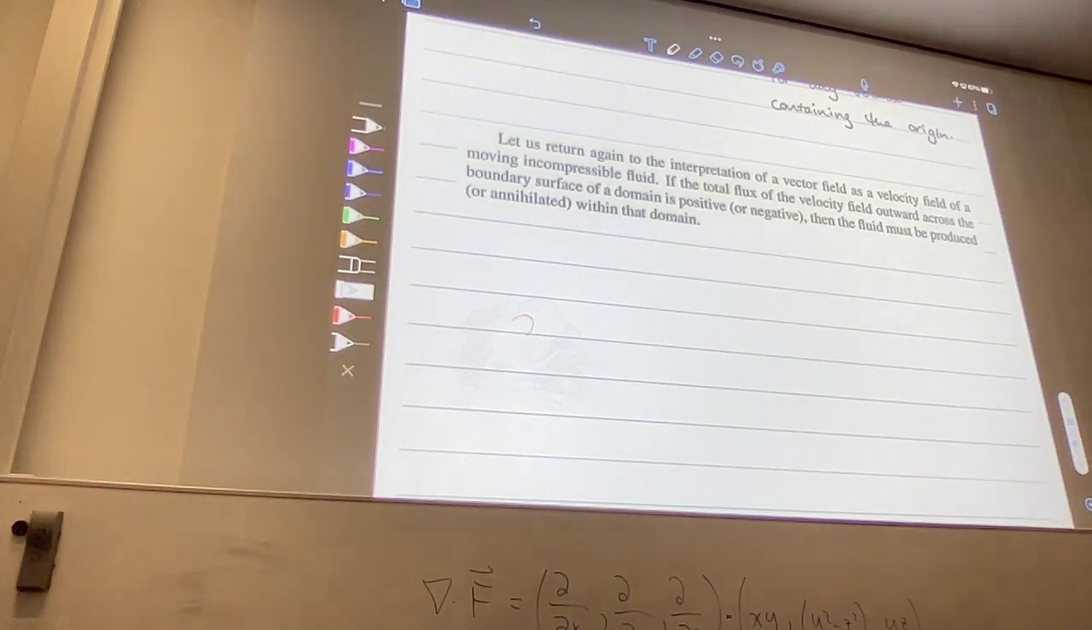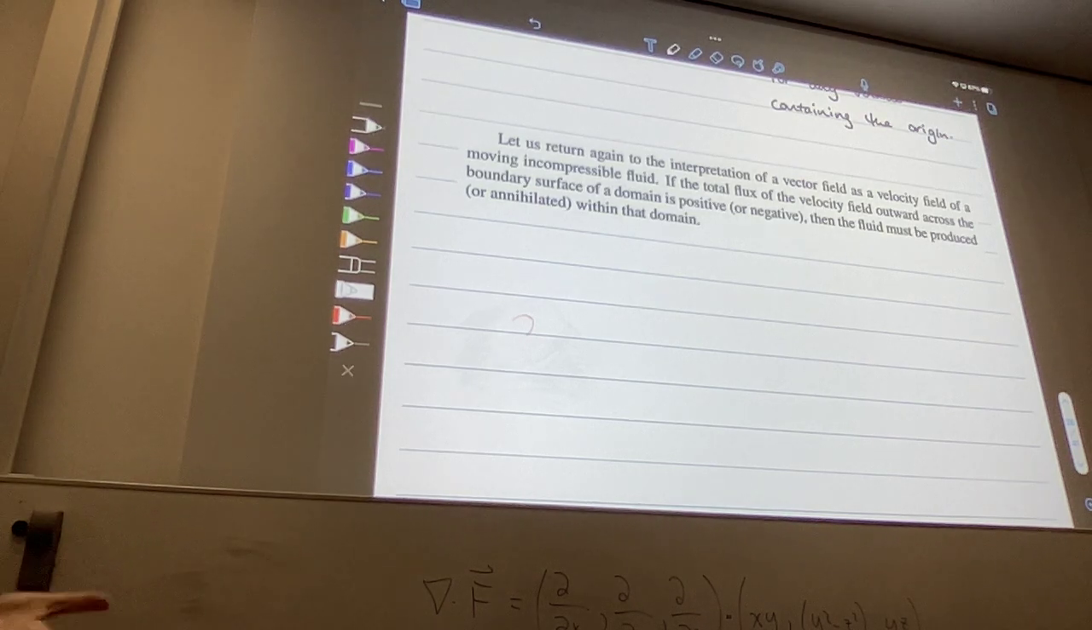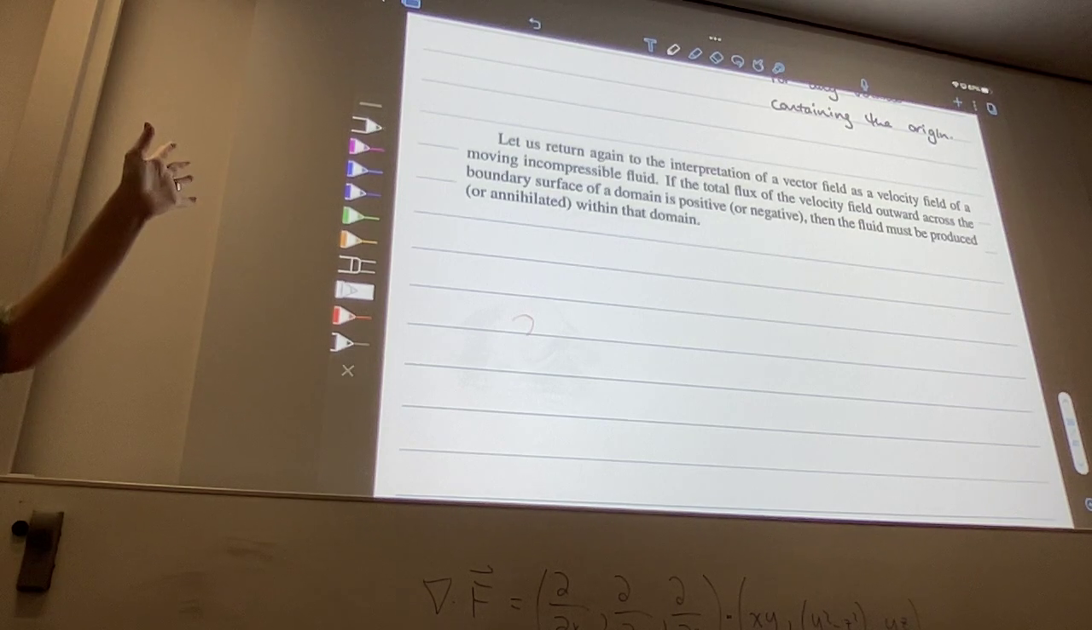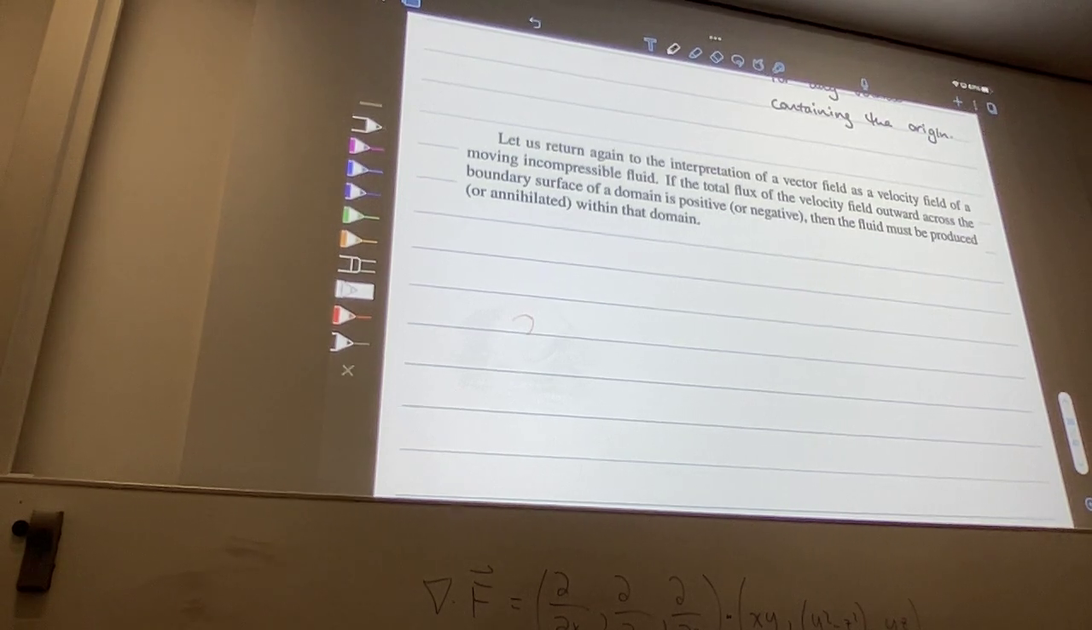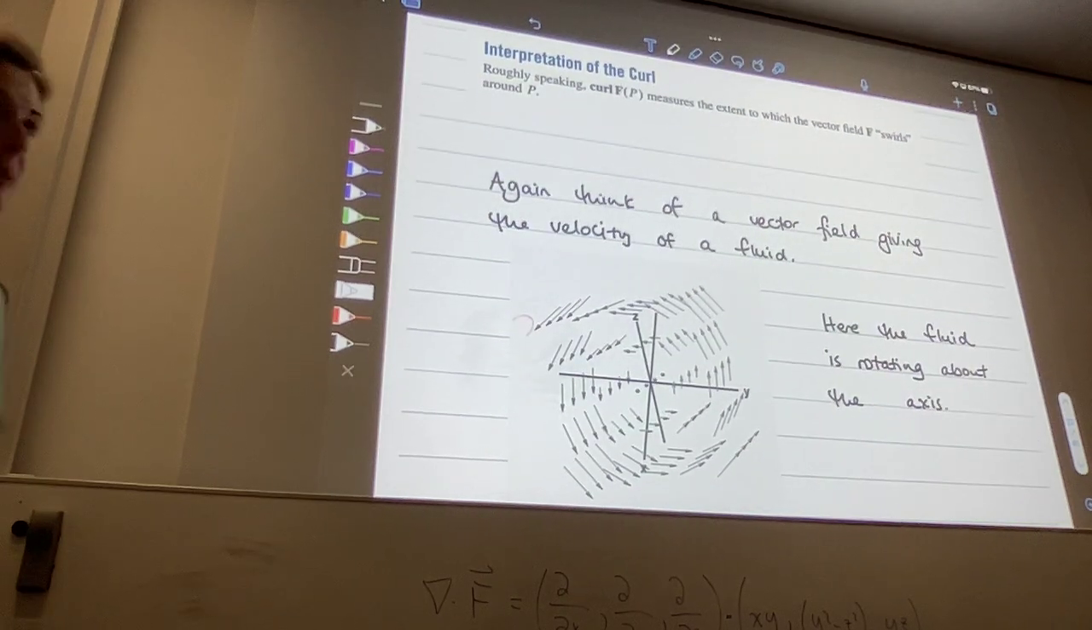Okay, so depending on which areas of physics you go into, there will be different interpretations for what it is that your divergence is doing, but that's the kind of change that it's modeling for us. Is stuff moving out or moving in? Okay, what about the curl?